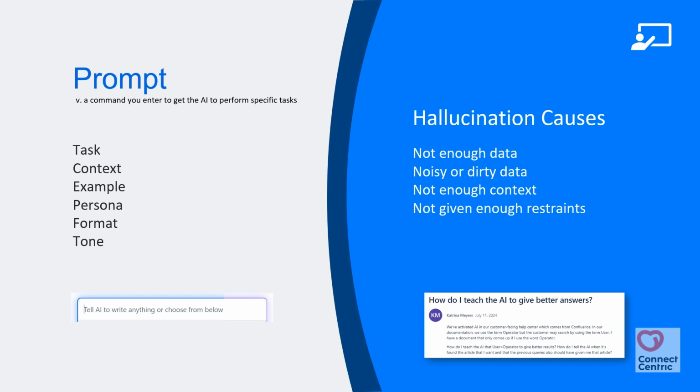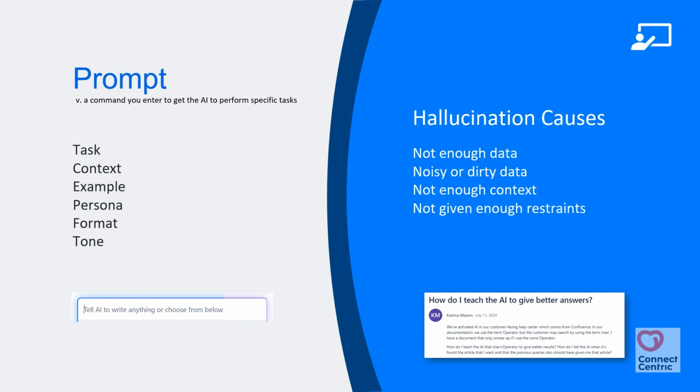Let's discuss hallucinations, those moments when AI generates responses that don't quite make sense. If the AI hasn't encountered enough examples or lacks sufficient data, it may fill in the gaps with guesses. Noisy or dirty data indicates that the AI has learned from incorrect or irrelevant information, which can confuse it during response generation. A lack of context can lead to output that sounds convincing but isn't grounded in reality.